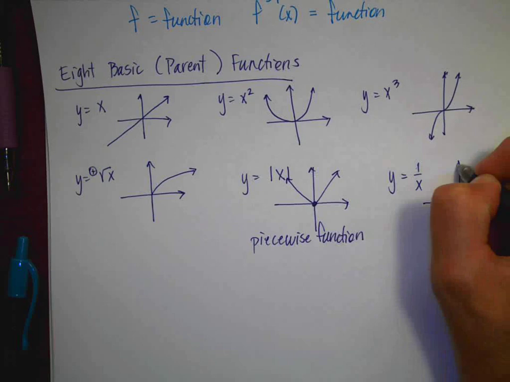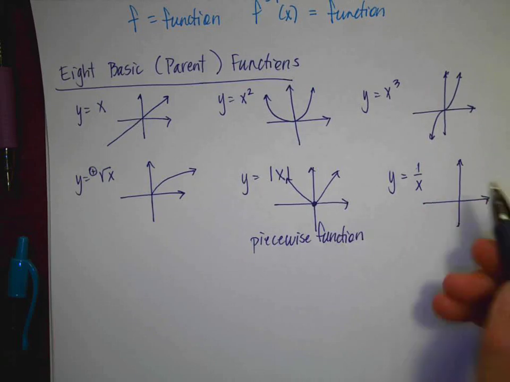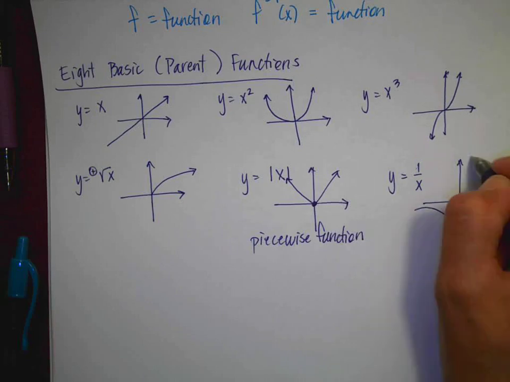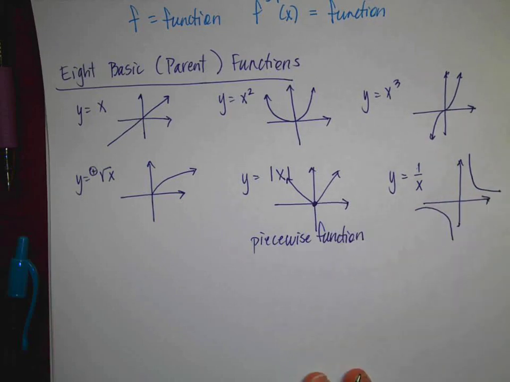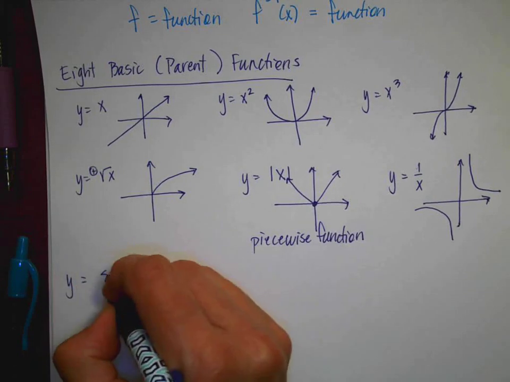The next one is y is equal to 1 over x. It is our rational function. I have vertical asymptotes at x is equal to 0, horizontal asymptotes at y is equal to 0. It is our first function that actually has asymptotes.